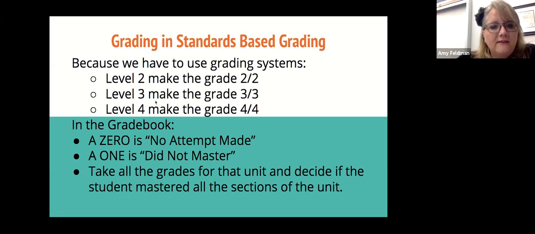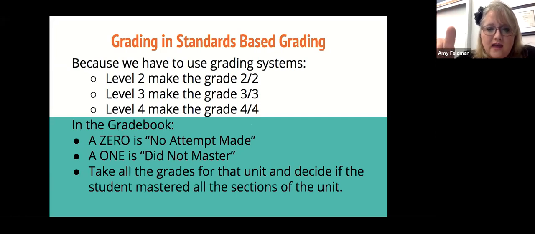So in level 3, I make the grade 3 out of 3. In level 4, I make the grade 4 out of 4. Now in my grade book, and this is why, remember when we added our outcomes and we changed the rubric, I told you that I keep it as a 1.